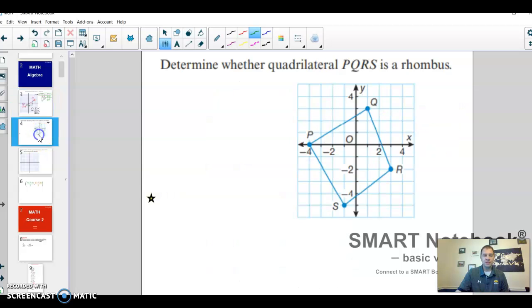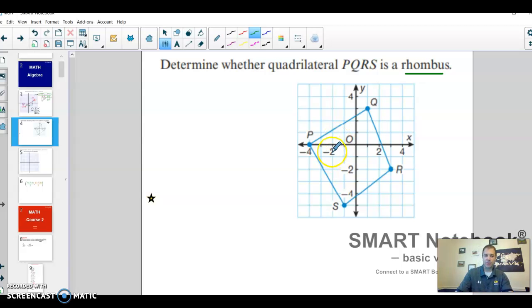Let's see how we could use this in an application. So here's a quadrilateral. The question says, is this really a rhombus? So we need to know a little bit about a rhombus. In order for it to be a rhombus, the characteristics say all the side lengths have to be the exact same.